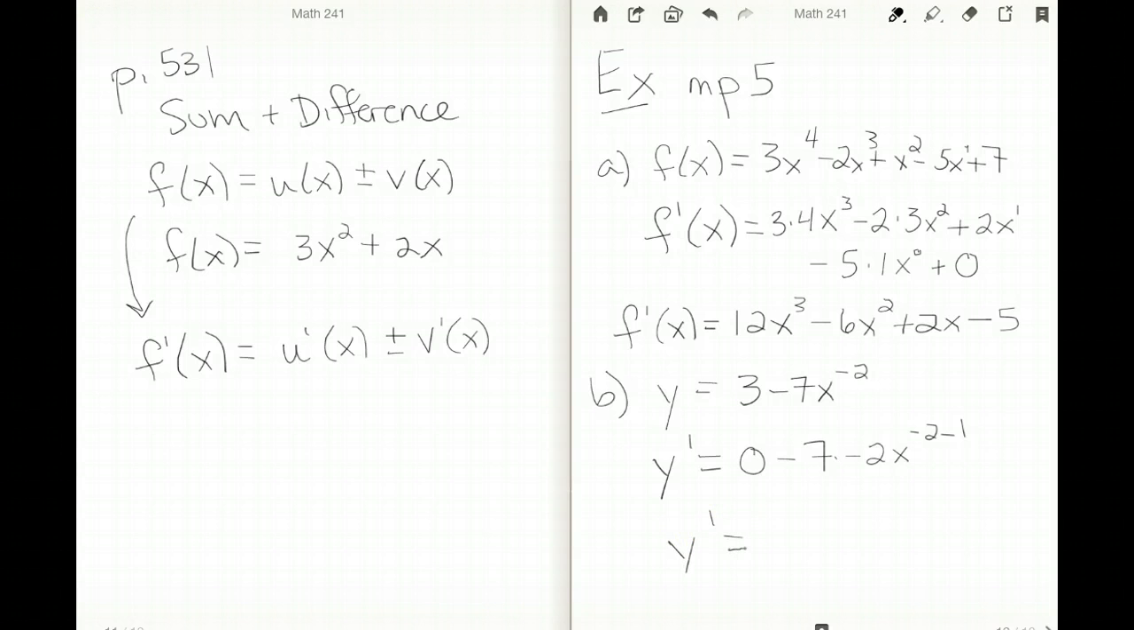So y prime is, let's see, what is this? 0 is just 0, so I don't even need to write anything, so that can just go away. So this is minus 7 times negative 2, which is positive 14. X to the negative 2 minus 1 is negative 3. Okay, that takes us through the end of 10.5.